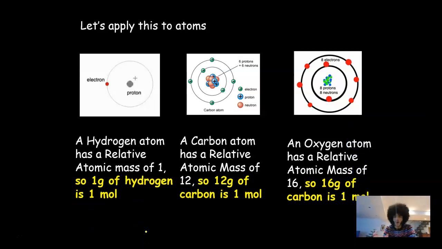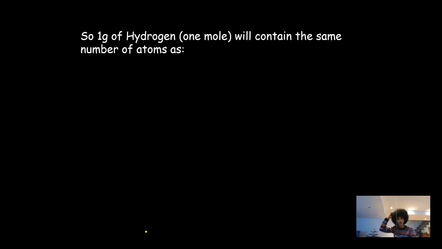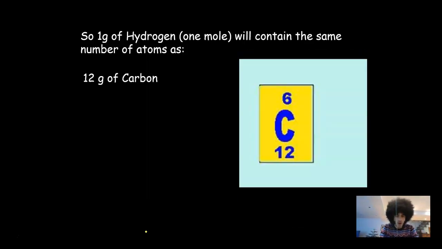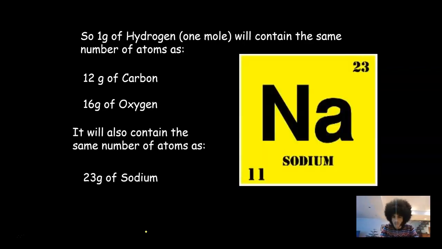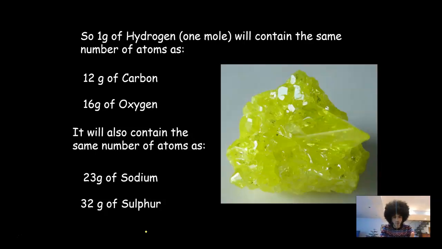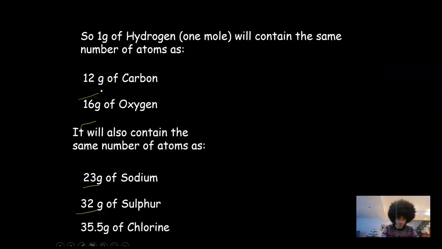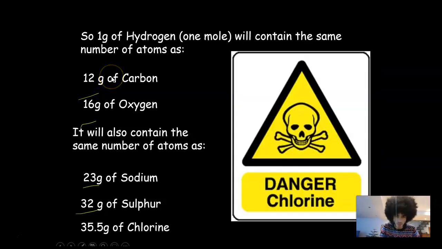Before I go into more depth about what a mole is, it's just a quantity of something, like a pair or a trio, and I'll talk more about that in a minute. But the key thing is that 1 mole is basically the same as the atomic mass of any element in grams. So 1 gram of hydrogen, which is 1 mole, will contain the same number of atoms as 12 grams of carbon or 16 grams of oxygen, and also the same number of atoms as 23 grams of sodium or 32 grams of sulfur, because each of these masses is the same as the atomic mass that you can find on your periodic table. And the same as 35.5 grams of chlorine as well.